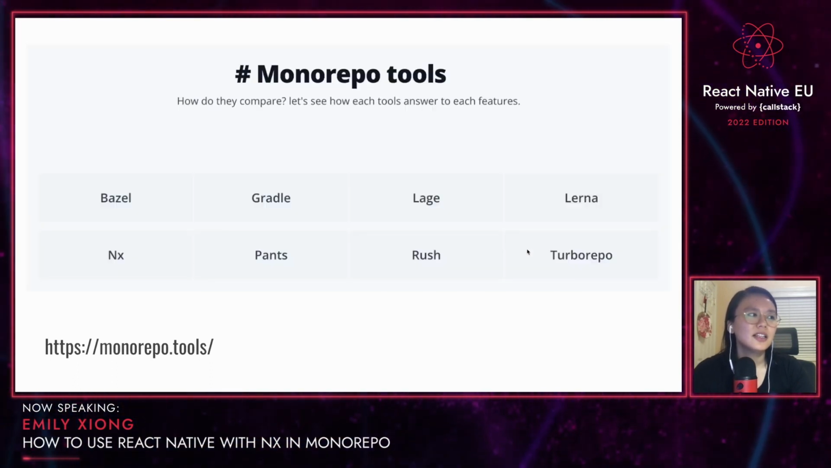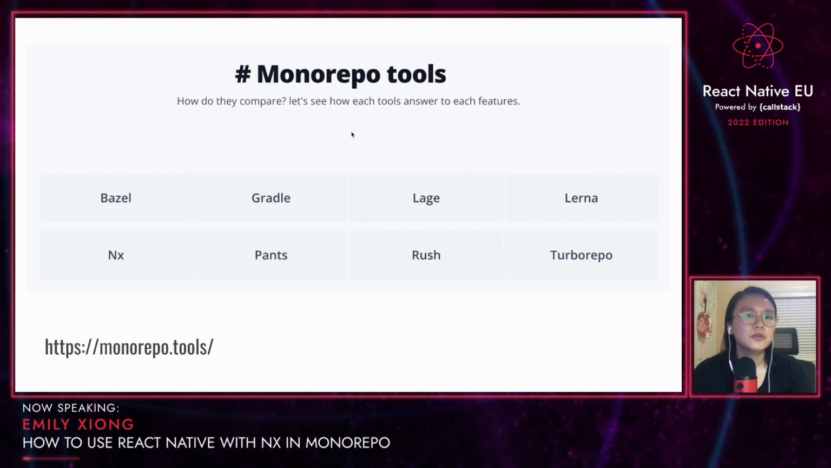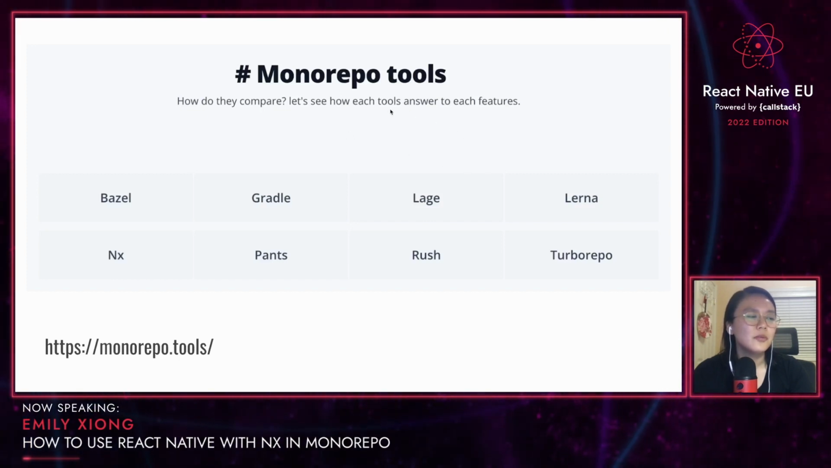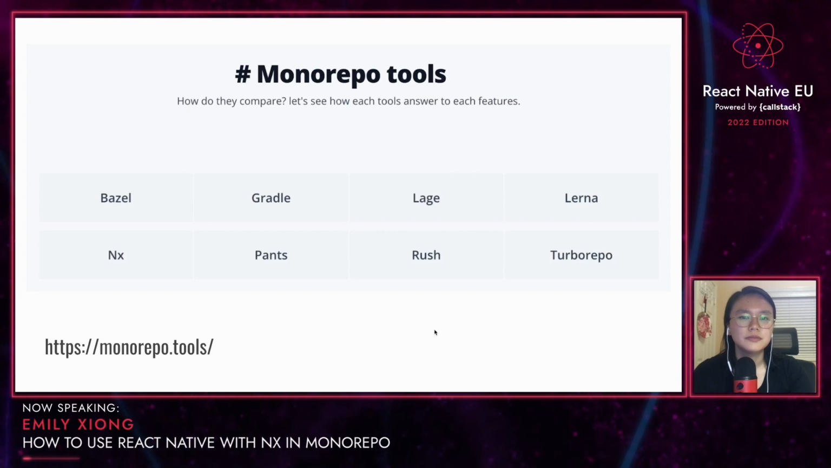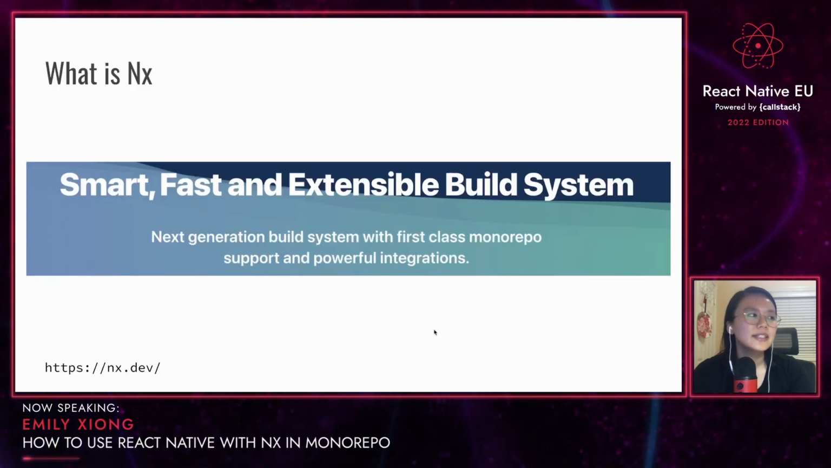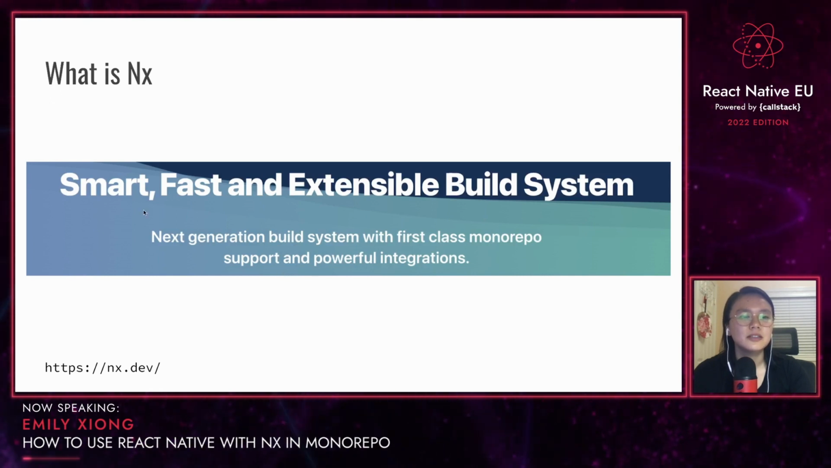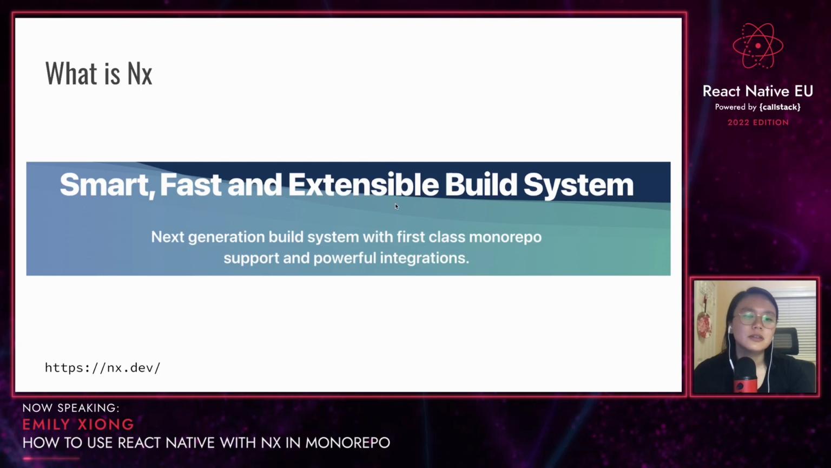So there are definitely many monorepo tools out there that help you to manage the different apps and libraries for you. So they're all listed here. So what is NX? I also took this picture from NX website. So NX is smart, fast, and extensible build system.